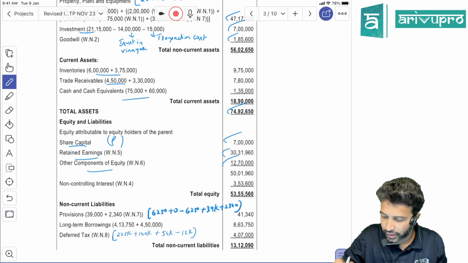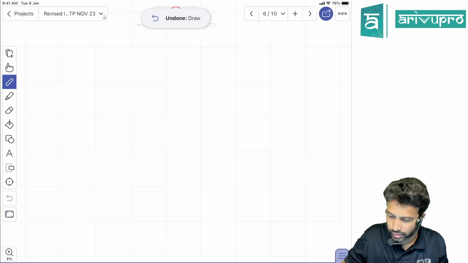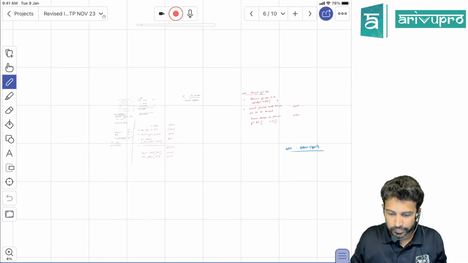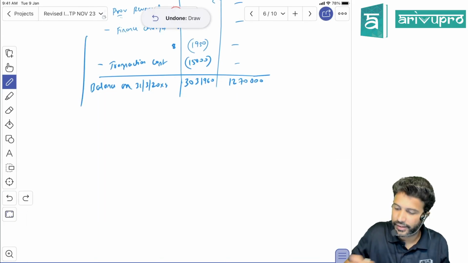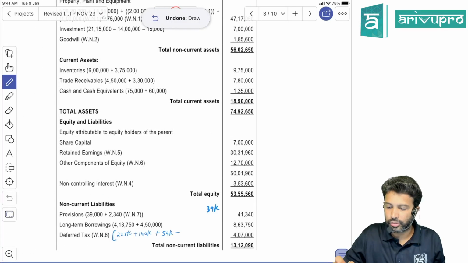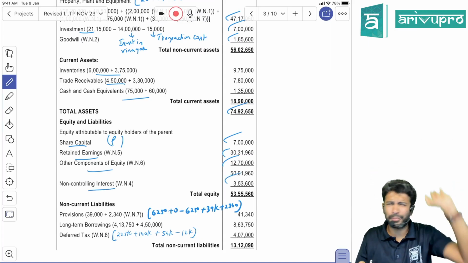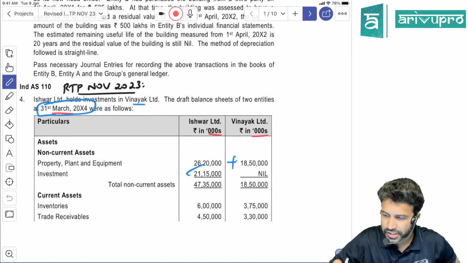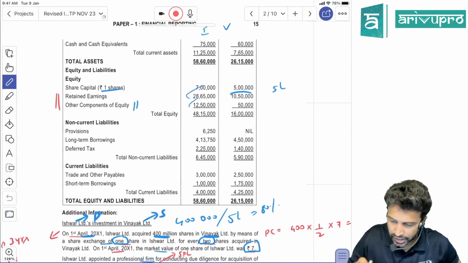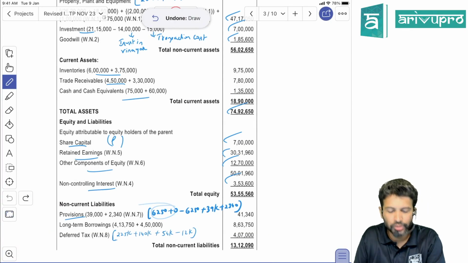If you just check our working note, 31,960 and 12,70,000. Same value, they have also called out over here. Then non-controlling interest also, we'll get it from the working note, same number. Then provision. What provision is given in the question? Provision as per the question is 62,500. Take that first. 62,500 is what is given.